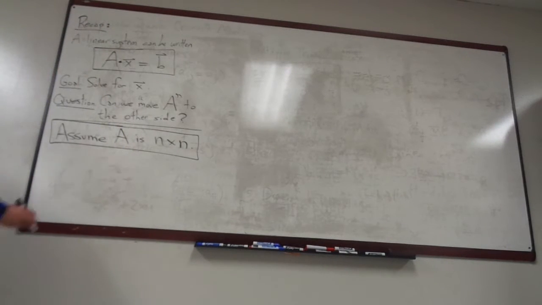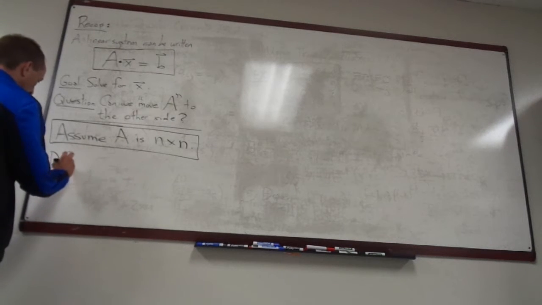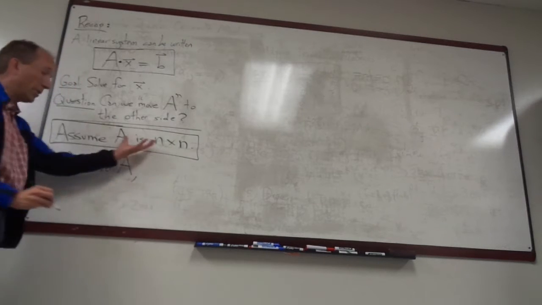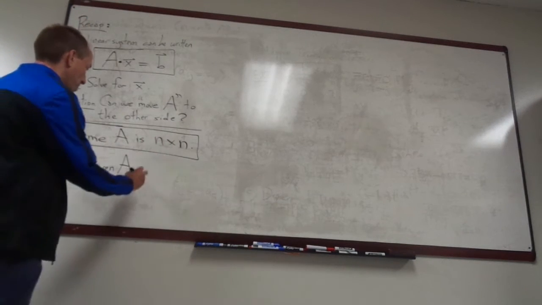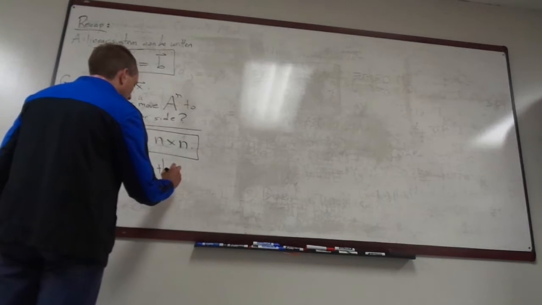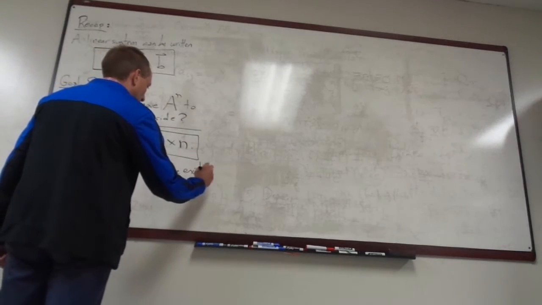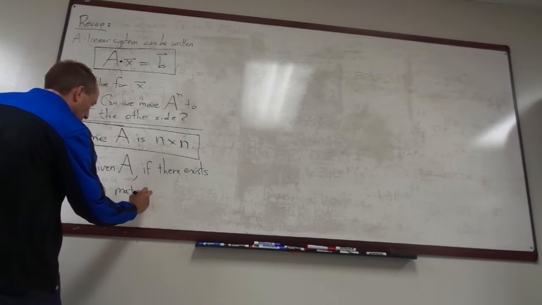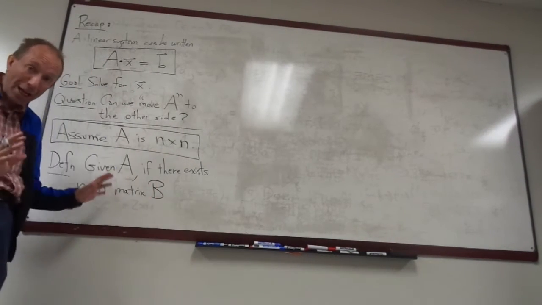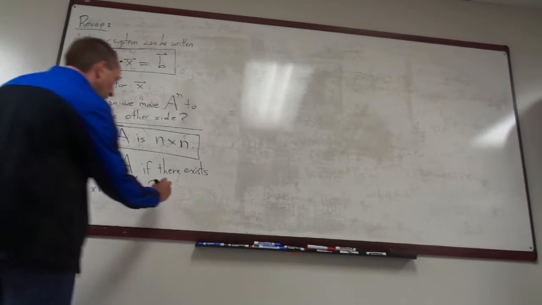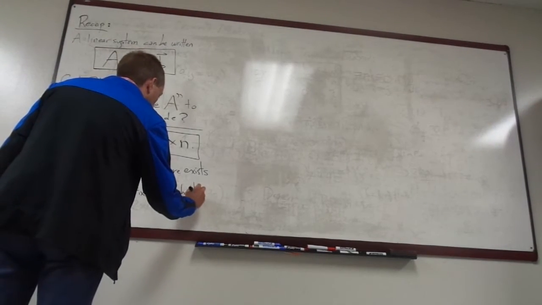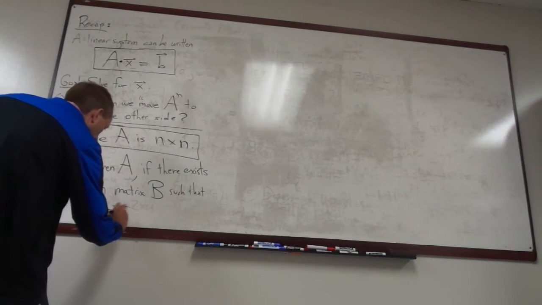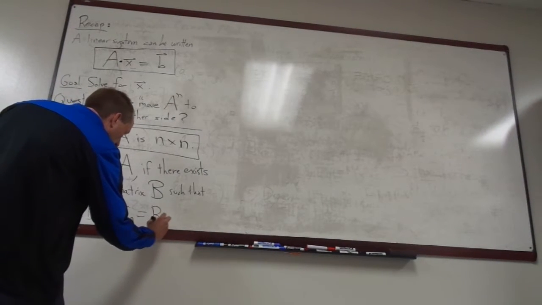Okay, so here then is a definition. Given this n by n matrix A, if there exists an n by n matrix B, so the same size, also n by n, such that AB is equal to the identity matrix is equal to BA.